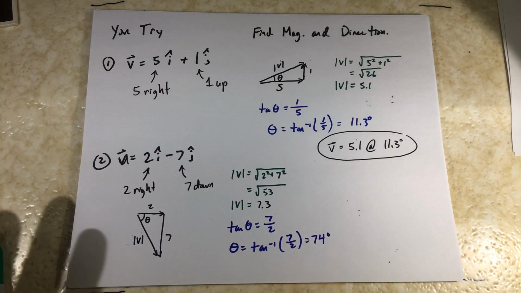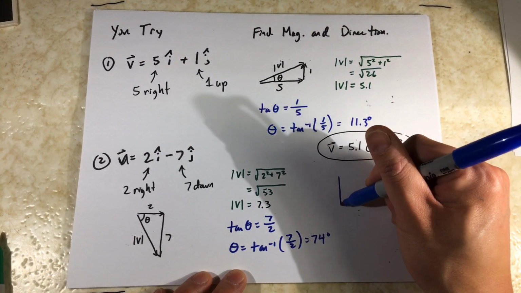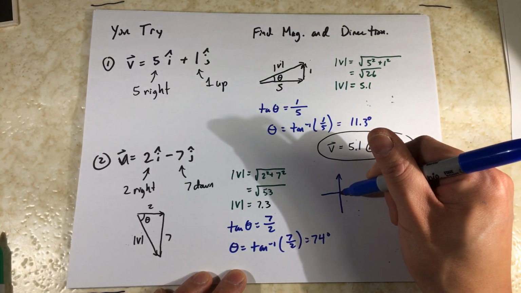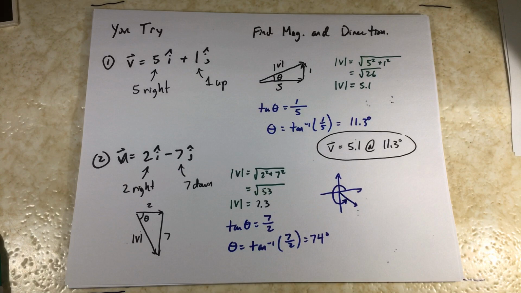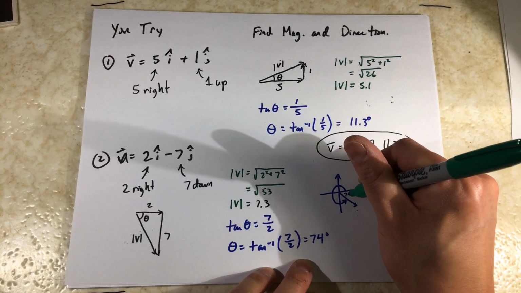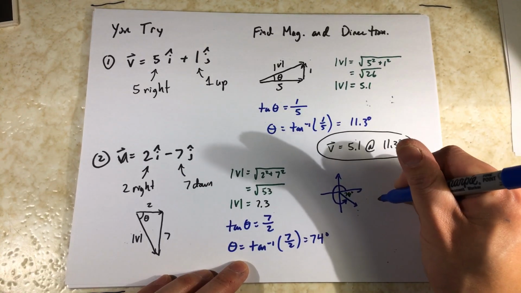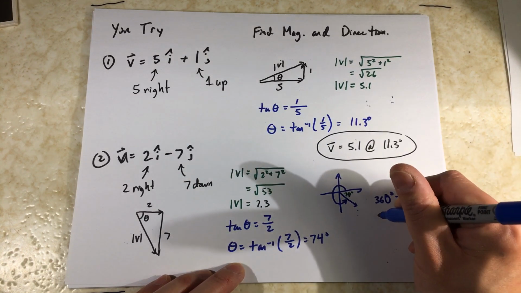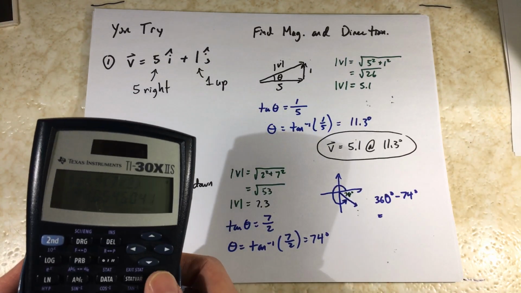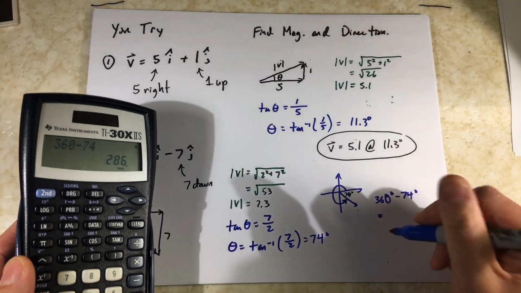Now, if I look at this, obviously that's not the right angle. So the angle I want, if I were to redraw this, I know my vector goes kind of right and downward, something like this. The angle I want is this angle. And the angle I've solved for is this angle right here, 74 degrees. So what I have to do is take this angle and subtract it from 360 degrees. I could probably do this in my head, but 360 minus 74, 286.